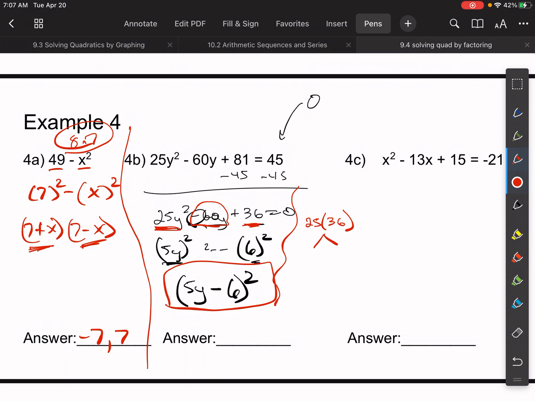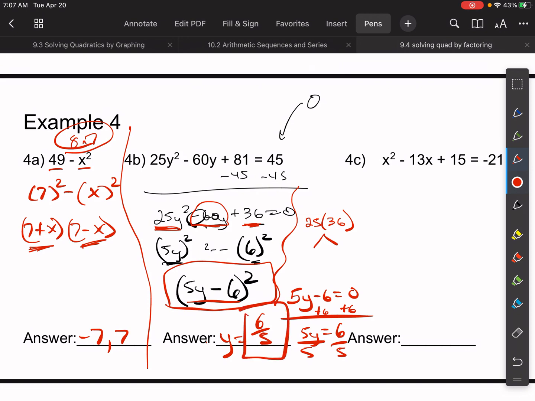Oh, by the way, that's not your answer. That is your factor. So what makes that go to 0? That sounds kind of hard to figure out, but all you have to do is set it equal to 0. So don't freak out. So you get 0 here. So I'm going to add 6 to both sides. I get 5y is equal to 6. So then I have to divide both sides by 5 to get y by itself. So y then is equal to 6/5. Okay, so there's your solution, 6/5. And that's in terms of y, because y was given there.